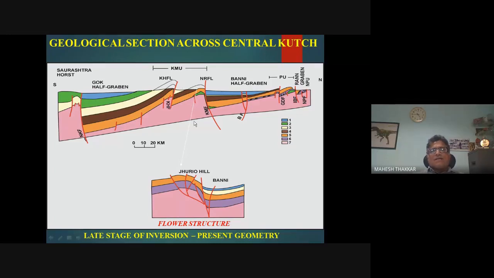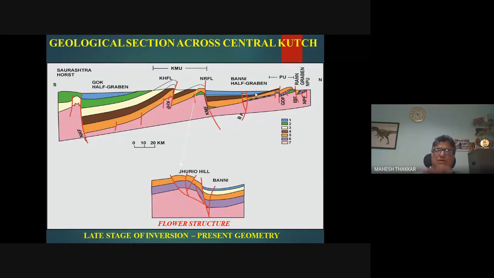So again, this Gulf of Kutch half graben is divided into two segments, which is a later phase. Maybe this particular thing happened in the late Neogene period, early to middle Neogene period. And most of the development of thrusting occurred in the late Neogene period. So this picture I would like to print in your mind to understand the basic nature of the Kutch Basin.